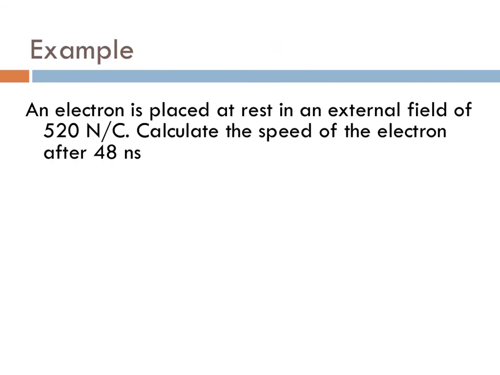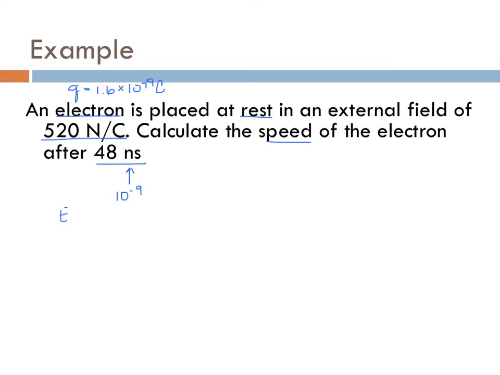equation. In this example, we have an electron placed at rest in an external field of 520 newtons per coulomb, and we're asked to calculate the speed of the electron after 48 ns. This is nanoseconds, which is 10 to the negative 9. Because an electron is placed in the field, the electron is our test charge, and the charge of an electron is 1.6 times 10 to the negative 19 coulombs.